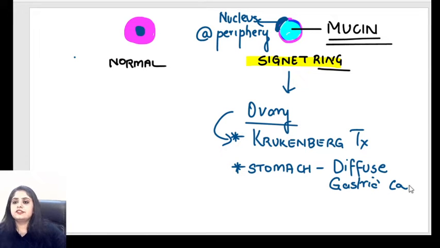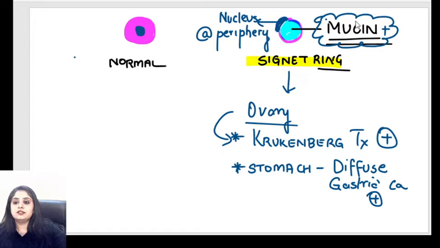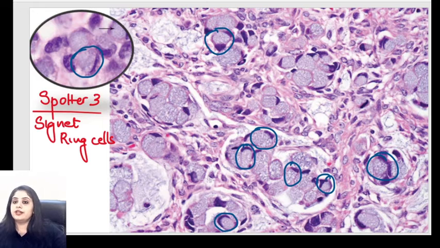Or in other words, can I say any mucin secreting tumor, like there's a colon cancer. So I say mucin secreting colon cancer can have signet ring cells, or there's an appendix cancer. I say mucin secreting appendiceal cancer can show me signet ring cells. So as long as mucin is there, signet ring cells can be seen. Even in a Krukenberg tumor, mucin is there. In a diffuse gastric cancer, mucin is there. That is why signet ring cells are seen. So that was spotter number 3, and I hope that is clear.